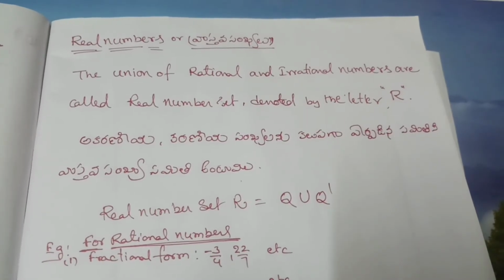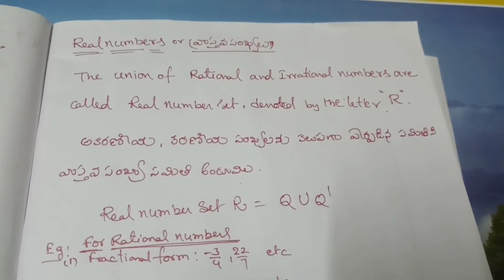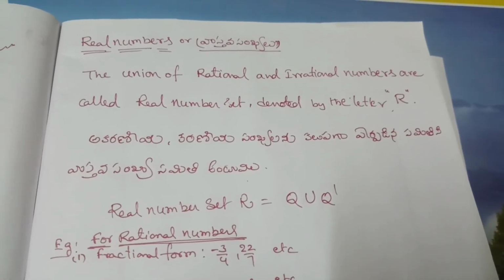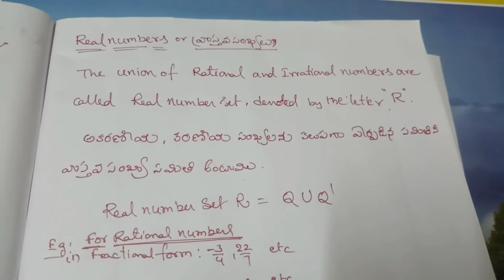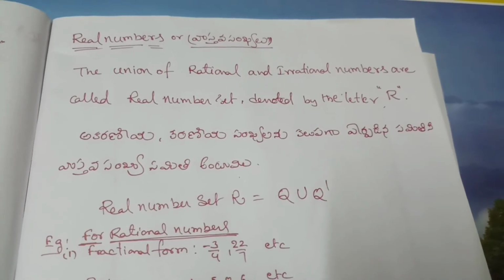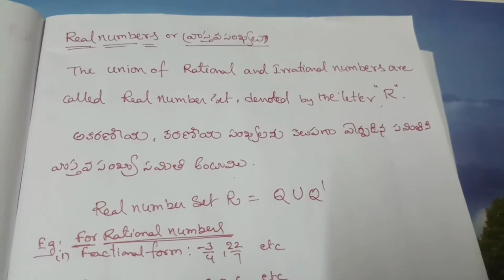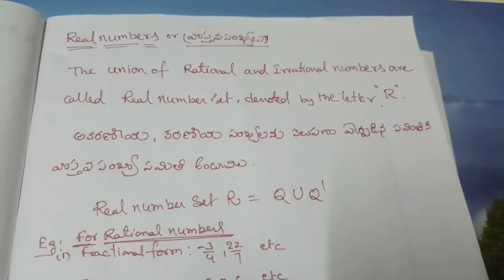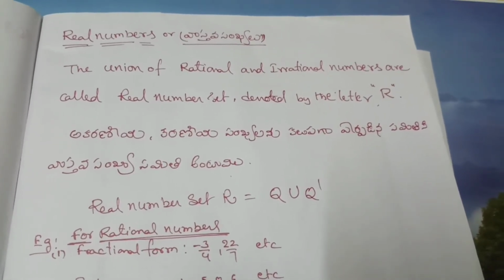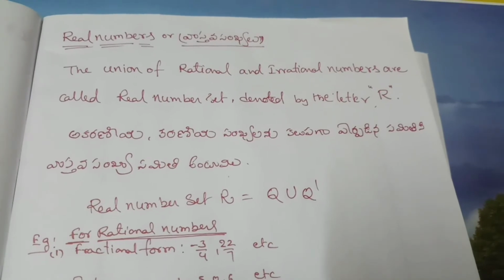Lastly, we are discussing real numbers. What are real numbers? The union of rational and irrational numbers is called real numbers, denoted by the capital letter R. Therefore, the real number set R is equal to Q union Q dash. To write some examples for real numbers, it is enough to write some examples for rational numbers and irrational numbers, because rational numbers plus irrational numbers equal real numbers.